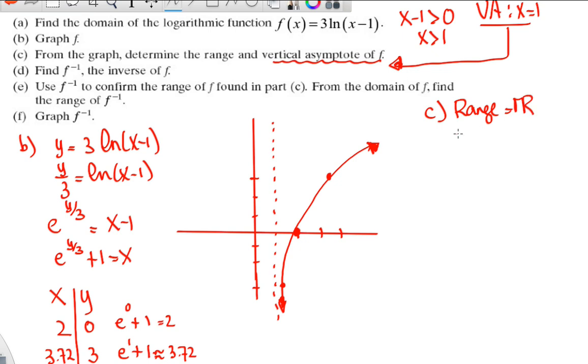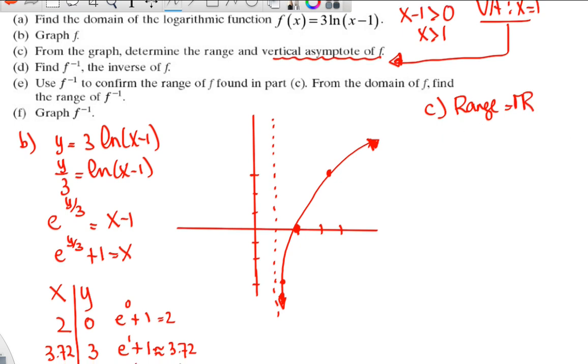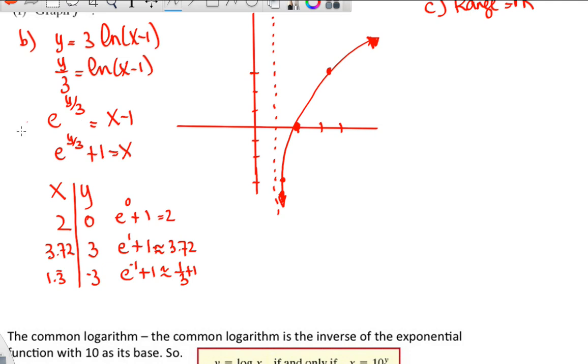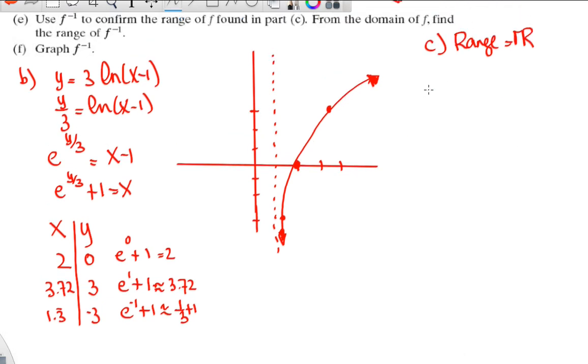Find the inverse of f. Well, because I cheated and I rewrote it this way over there, I almost have an inverse already. I should have done this by swapping the x's and the y's. So let's see if I can recreate that. So we are going to write x equals 3 ln y minus 1. So we're going to do x divided by 3 is the natural log of y minus 1.